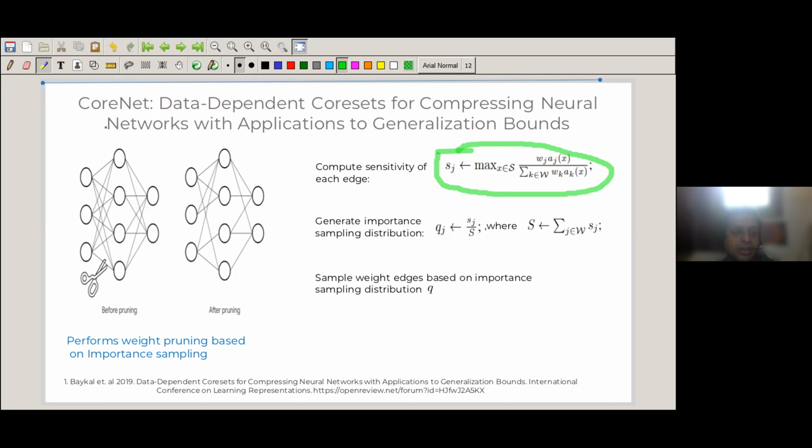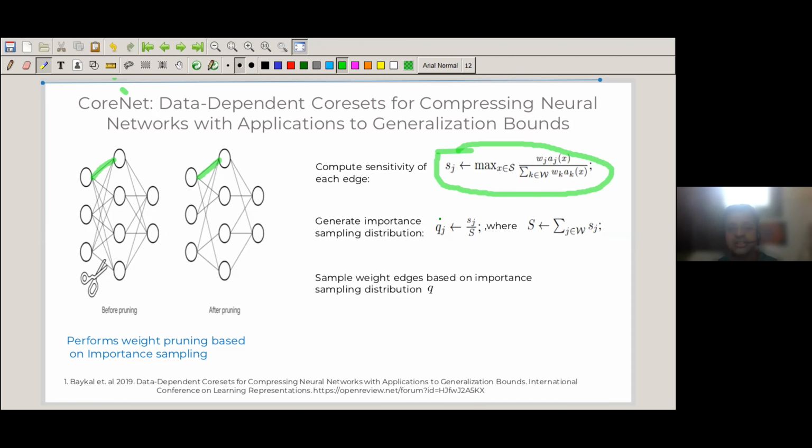So each edge here, you're going to have a sensitivity computed. What is the sensitivity saying? Well, it's basically saying, in the subset of nodes or edges that I select in the first case, what happens if I don't have this edge? So it's a max over all edges x in S of the weighted sum of the weight w_j and the activation a_j on x.